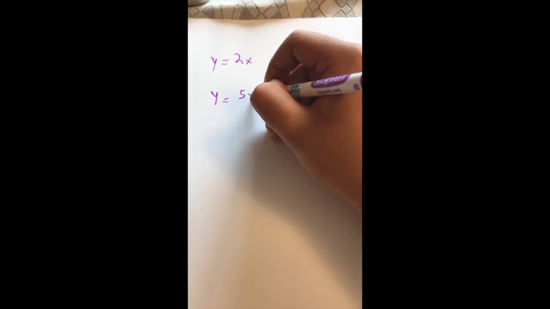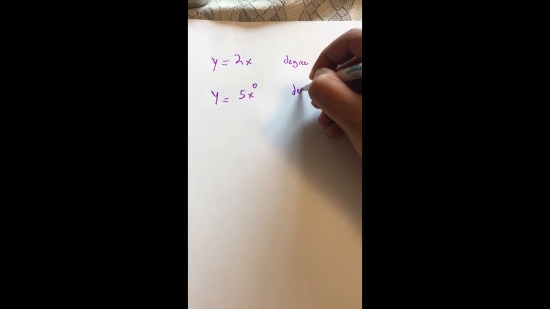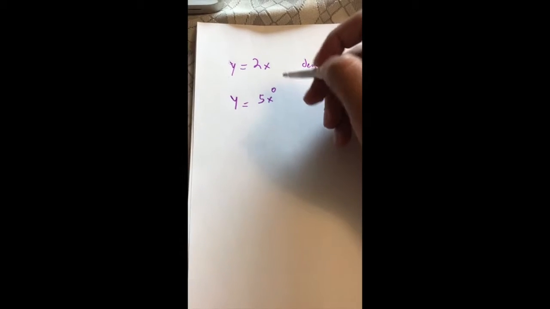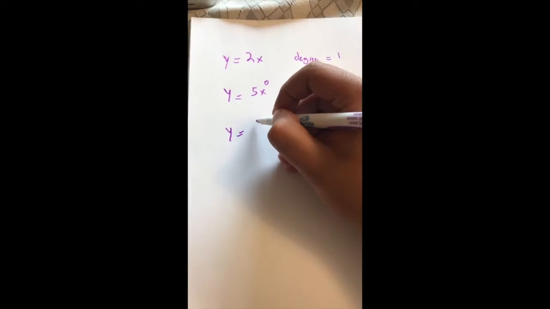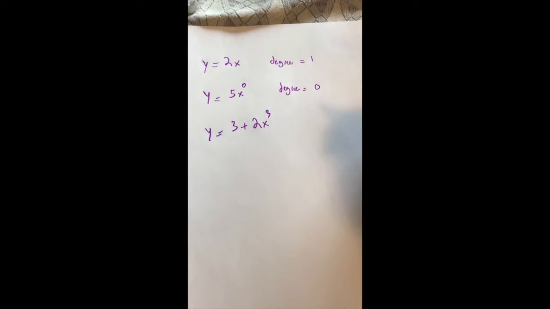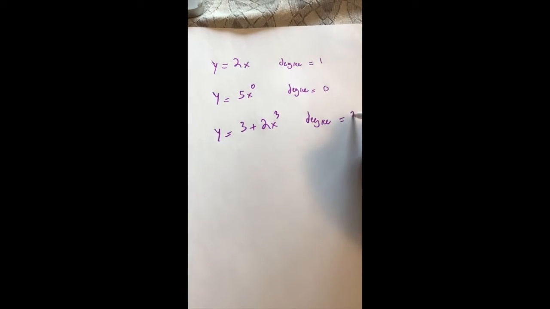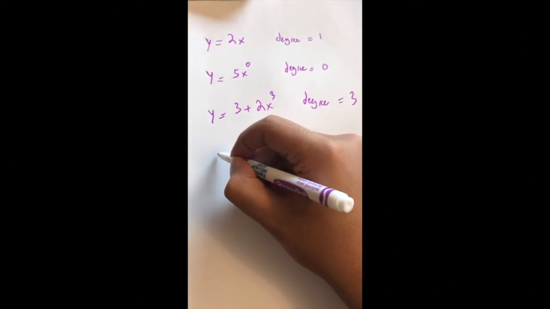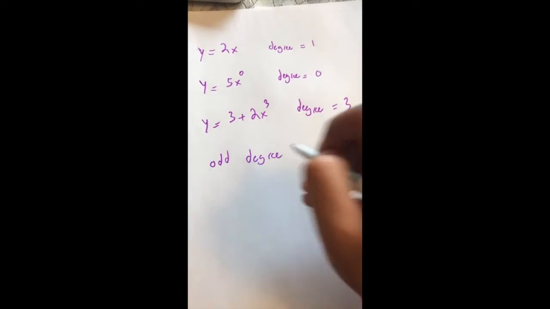Now let's say we have another one, y equals 5x to the power of 0. That exponential value will give you the degree of the whole polynomial, and it is degree 0, as you can see. Next one, let's say we have y equals 3 plus 2x cubed. Now, as you can see, this polynomial has x variable with exponential value of 3, therefore making the degree of it 3. So now let's talk about why the degree of a polynomial is important to us.